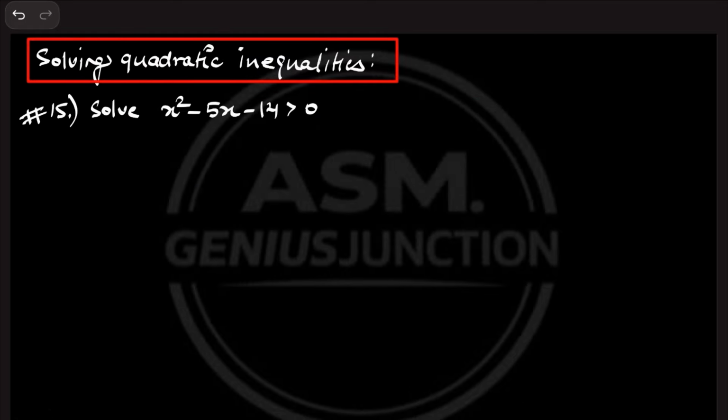Starting with the first topic of this video, solving quadratic inequalities. Please observe this question very carefully. In this question, you are given a quadratic function and the inequality says that it is greater than 0. So we need to find the values of x for which this particular inequality holds true. So let's start with the solution part.